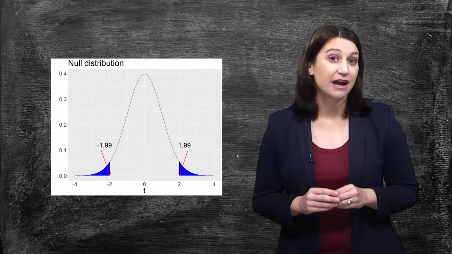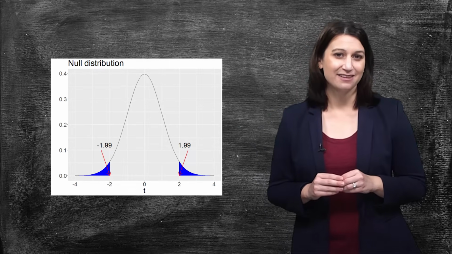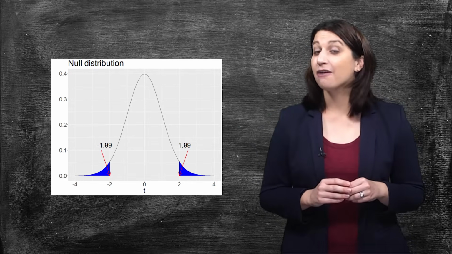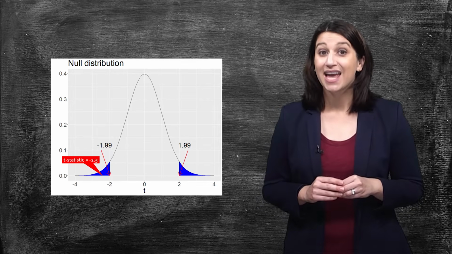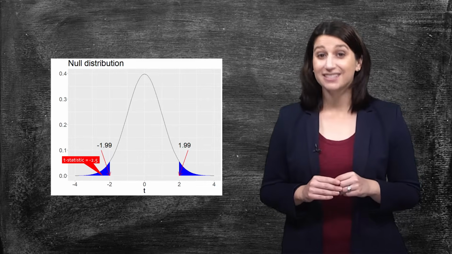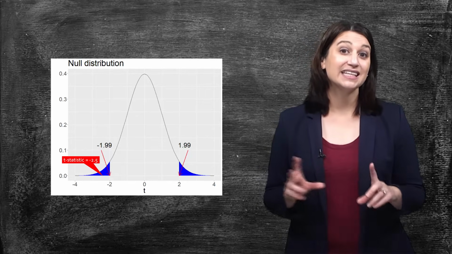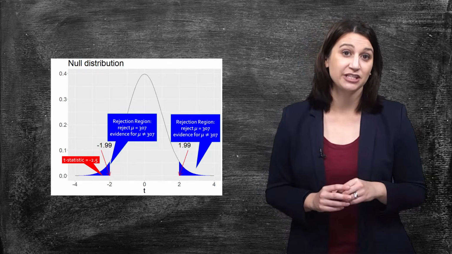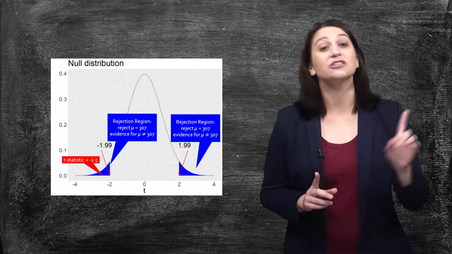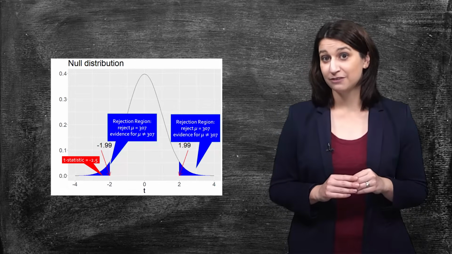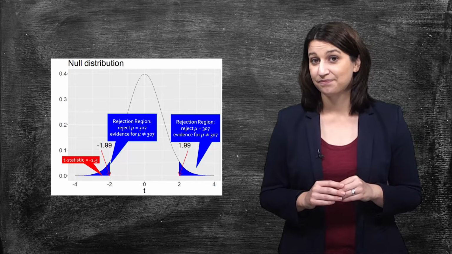What if we had found a large t-statistic instead, such as a t-statistic of -2.5? In that case, we would have made a different conclusion. If we had found a t-statistic in the extreme 5% rejection region, then we would say we actually did find evidence for a difference in the population.